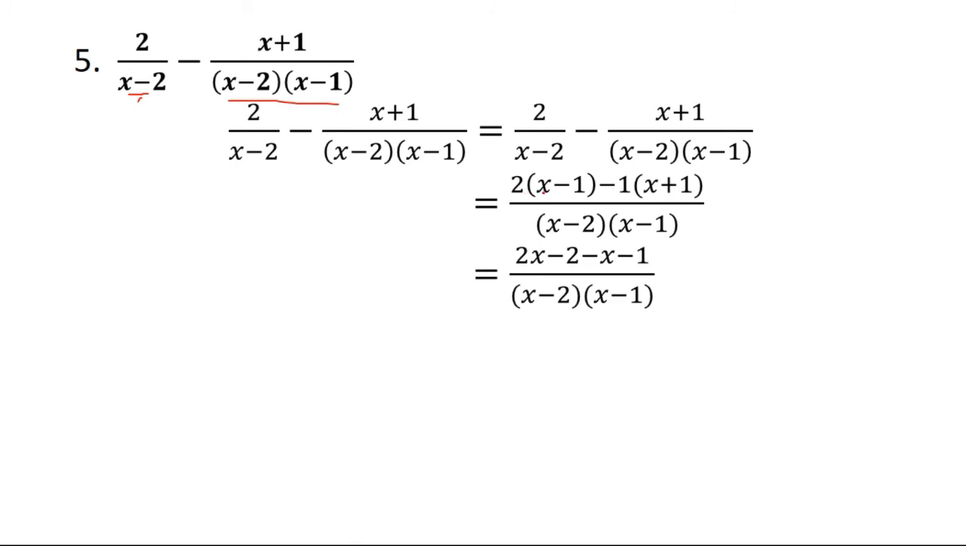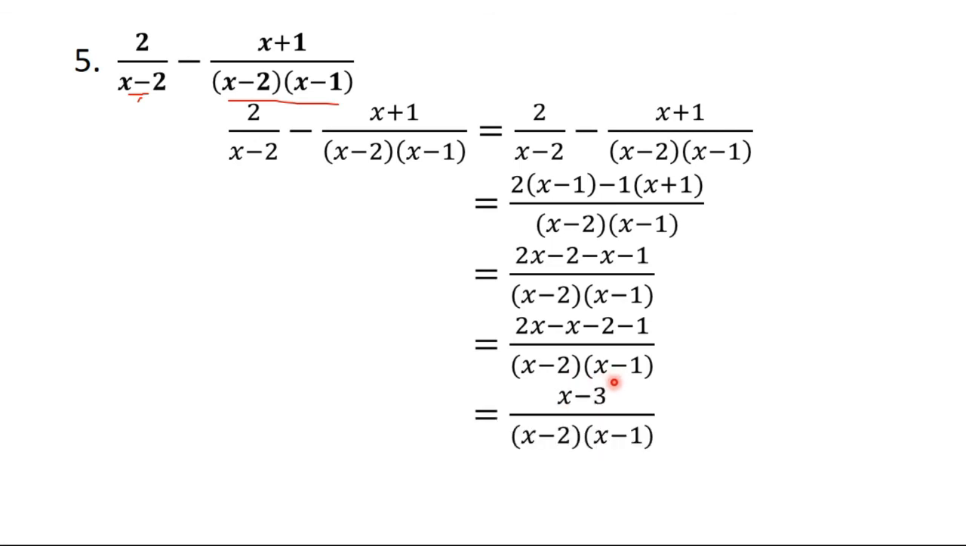2 times x will give us 2x. 2 times minus 1 will give us minus 2. Minus 1 times x will give us minus x. Minus 1 times 1 will give us minus 1. So we group like terms. You're going to have 2x minus 2 minus x minus 1 all over x minus 2 into one bracket, x minus 1 in the other bracket.